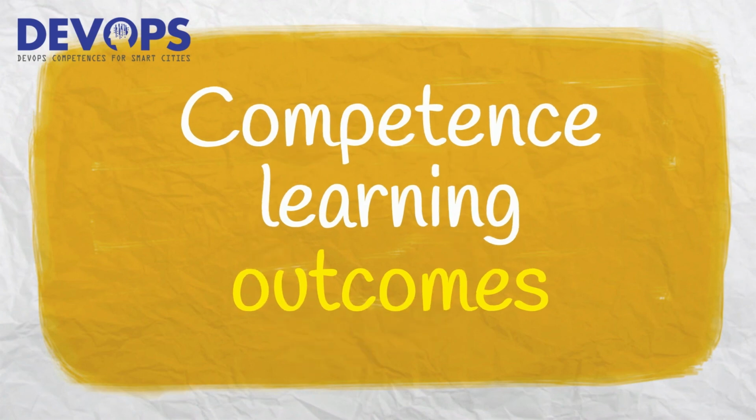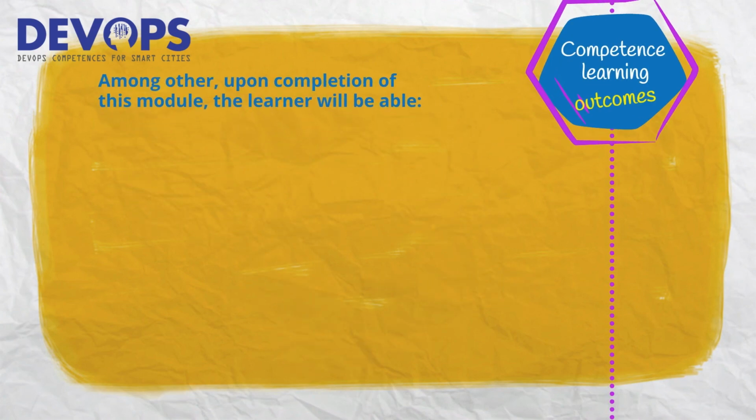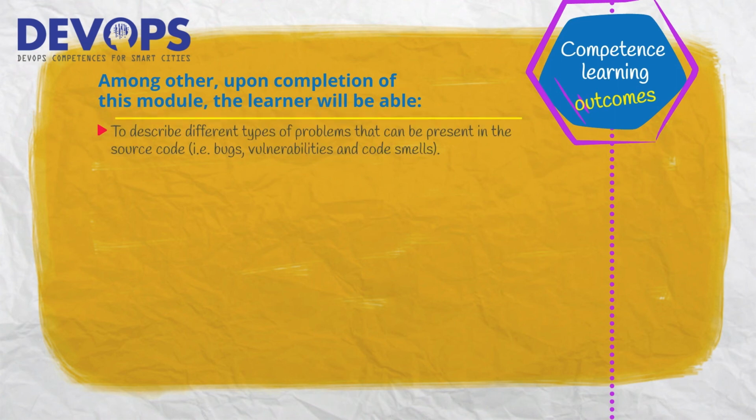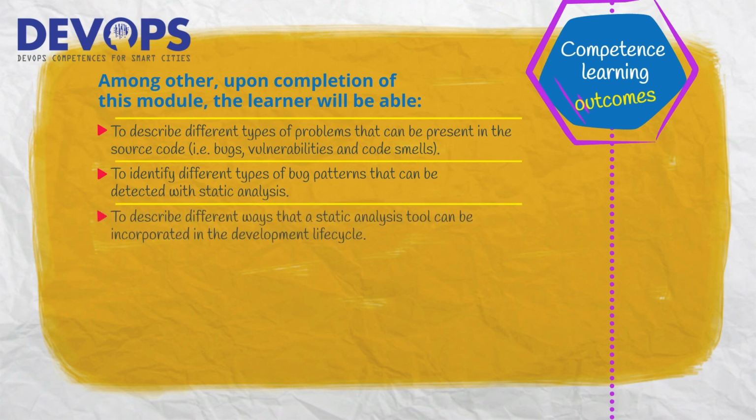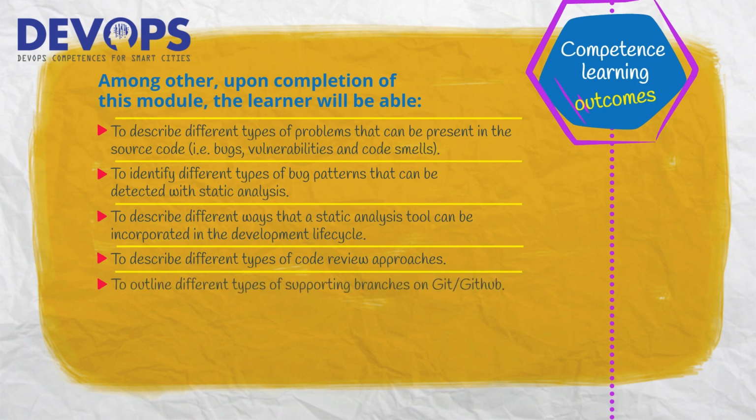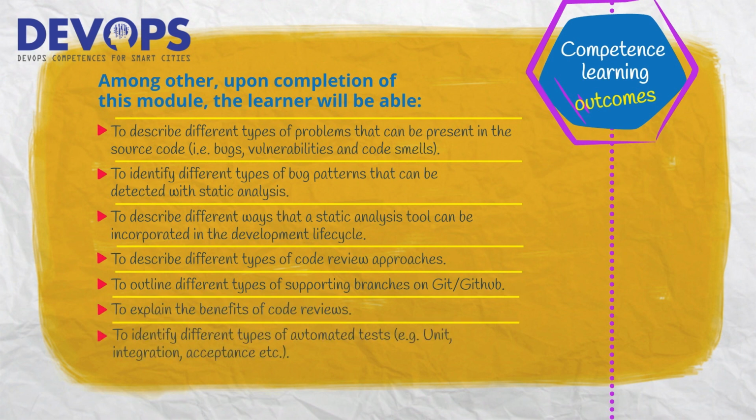Competence learning outcomes. Among others, upon completion of this module, the learner will be able to describe different types of problems that can be present in the source code, that is bugs, vulnerabilities and code smells. To identify different types of bug patterns that can be detected with static analysis. To describe different ways that a static analysis tool can be incorporated in the development lifecycle. To describe different types of code review approaches. To outline different types of supporting branches on Git and GitHub. To explain the benefits of code reviews. To identify different types of automated tests, for example unit, integration, acceptance, etc. To describe the advantages of automated and systematic testing.